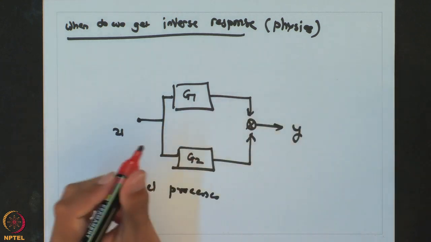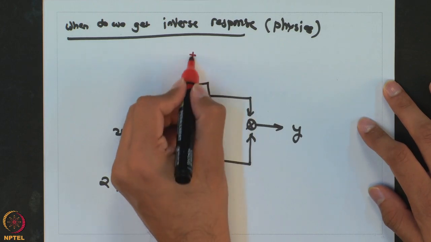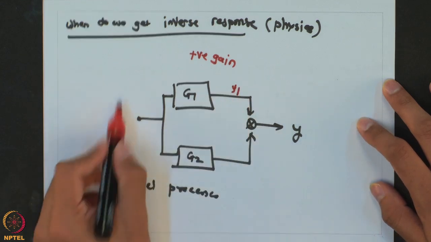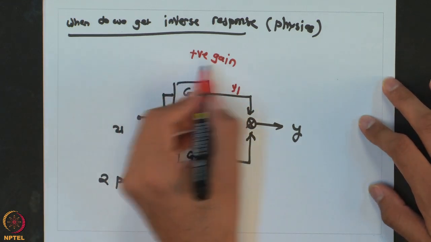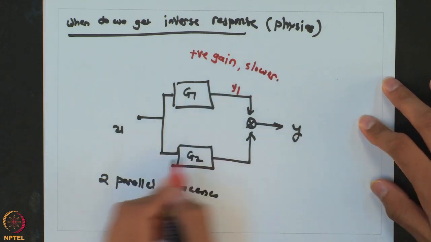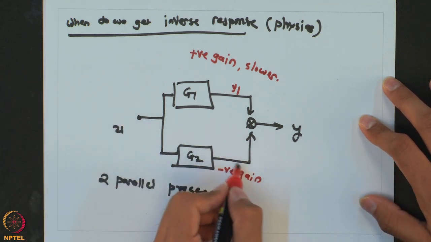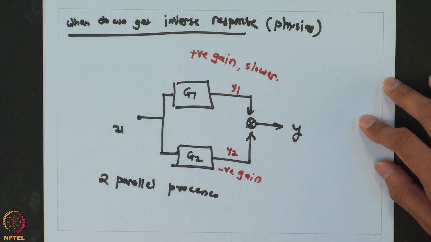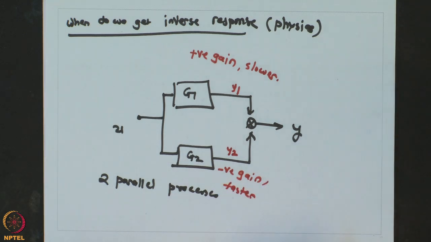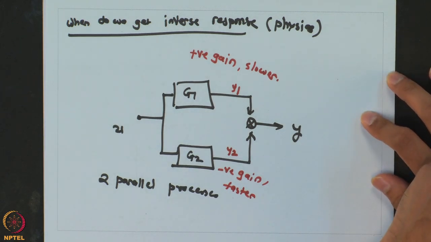get inverse response. So, let us say G1 has positive gain. So, this Y1 increases when U increases, but it is slower, as against G2 which has negative gain. So, that means when U increases, Y2 in fact decreases, but it is a faster response. So, you need to have two transfer functions between the input and output which are in parallel with each other.